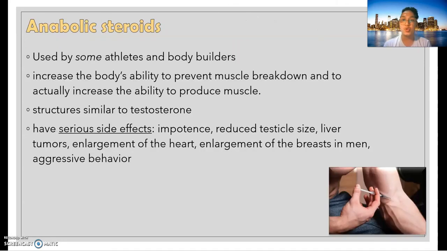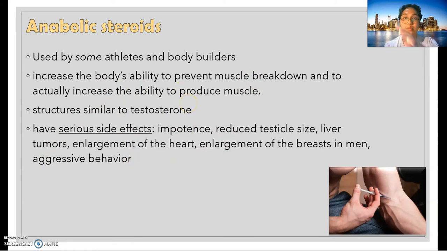Okay? So, asan pa kaya narinig yung steroids? Itong sa bodybuilding, okay? Dahil yung ibang athletes, ibang bodybuilders ay nagtuturok ng tinatawag na anabolic steroids, which increases the body's ability to prevent muscle breakdown and increase the muscle, para magkaroon nga ng muscle.